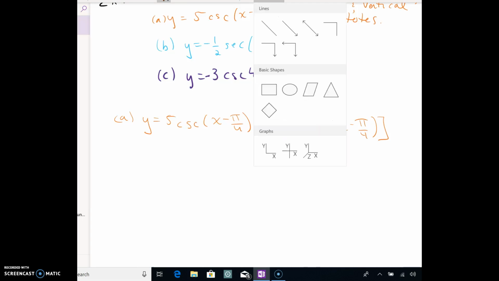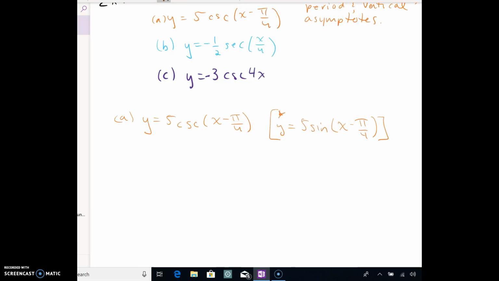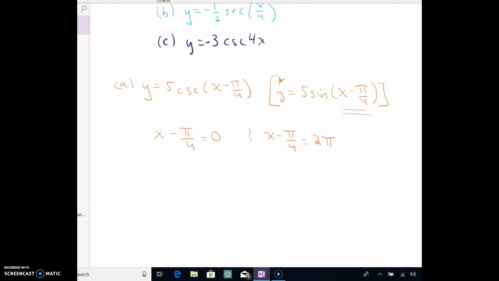So let's take a look at some information that can help us graph this function. Remember, when we're sketching sine, it starts at 0 and ends at 2 pi. We do have a phase shift, so we're going to set each argument equal to the endpoints. So we have x minus pi over 4 equals 0, and x minus pi over 4 equals 2 pi. That means instead of starting at 0 and ending at 2 pi, now we're going to start at pi over 4, and we're going to end at 2 pi plus pi over 4. So x is equal to 2 pi plus pi over 4.